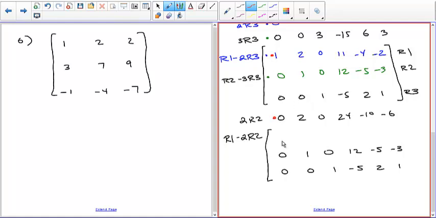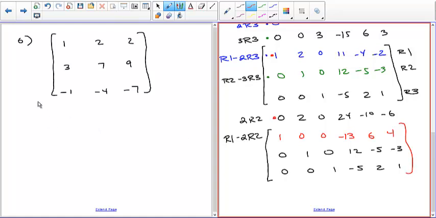1 minus 0 is 1. 2 minus 2 is 0. 0 minus 0 is 0. 11 minus 24 is negative 13. Negative 4 minus a negative 10 is negative 4 plus 10, which is going to be 6. And we have negative 2 minus a negative 6, which is negative 2 plus 6, which is 4.